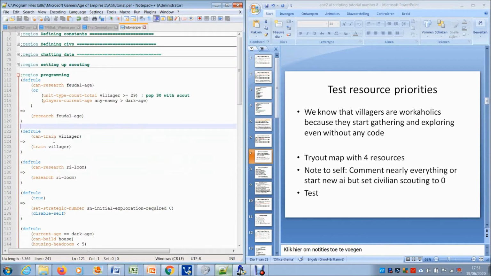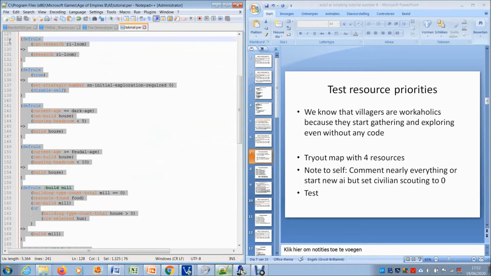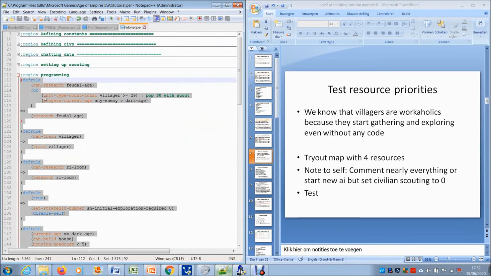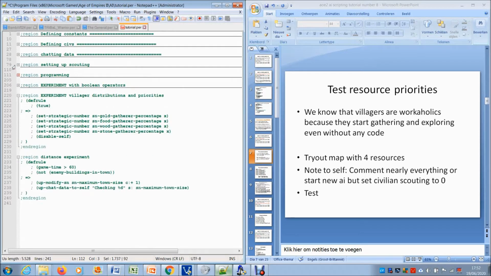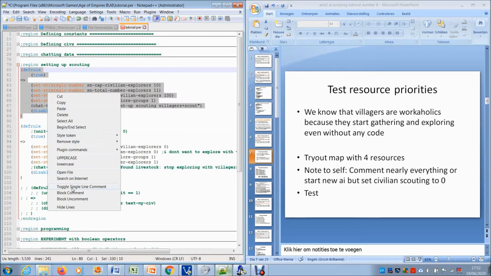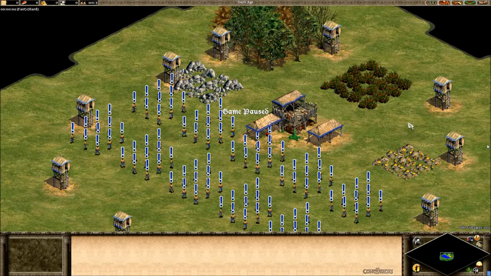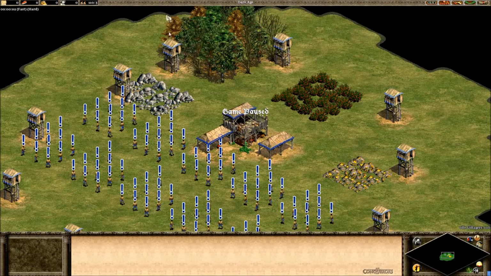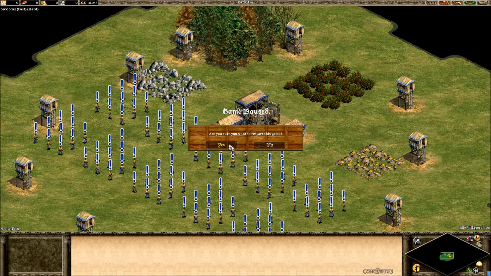To make this work, unfortunately, first we have to comment out temporarily our programming, otherwise it will start doing all other stuff. And we will comment out this and this because we don't want villagers exploring. What we want to see is we've got 100 villagers. We want to see to which resources do they go to. We will restart.